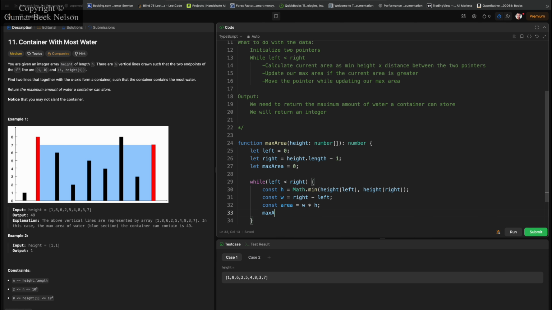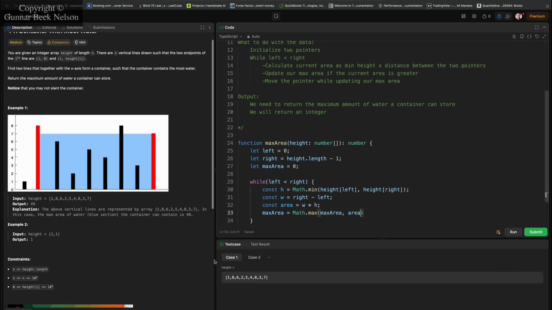And then maxArea equals Math.max of maxArea and area. And the reason why we have two of these is just to account for the edge case for whenever we would have 0 in that case.